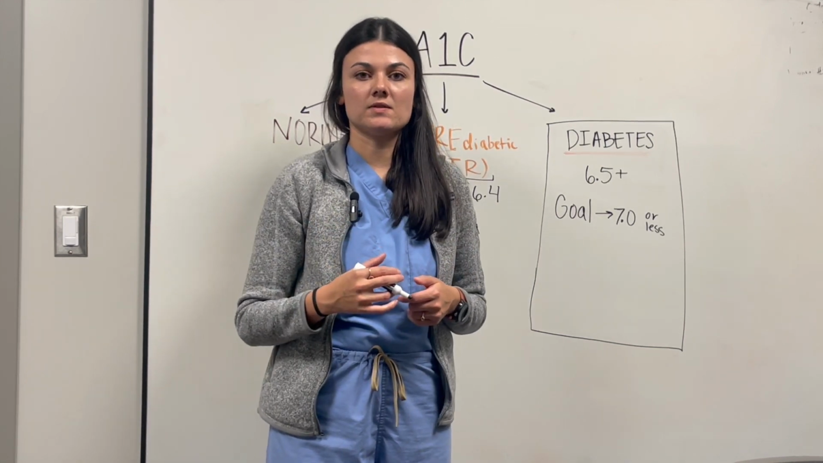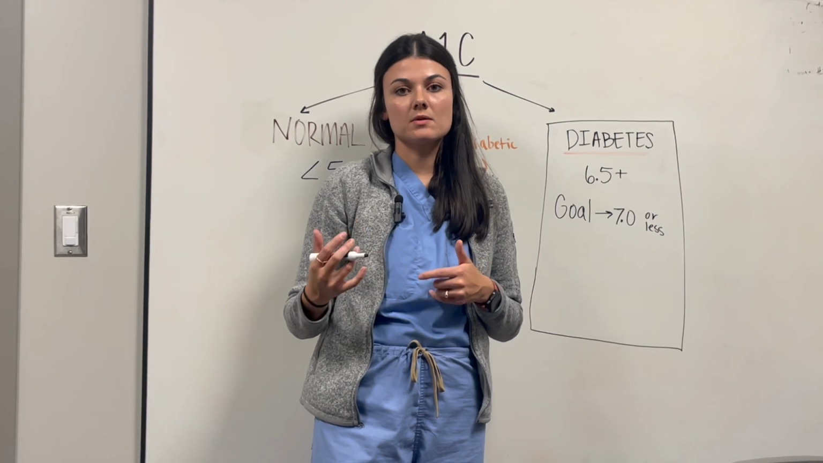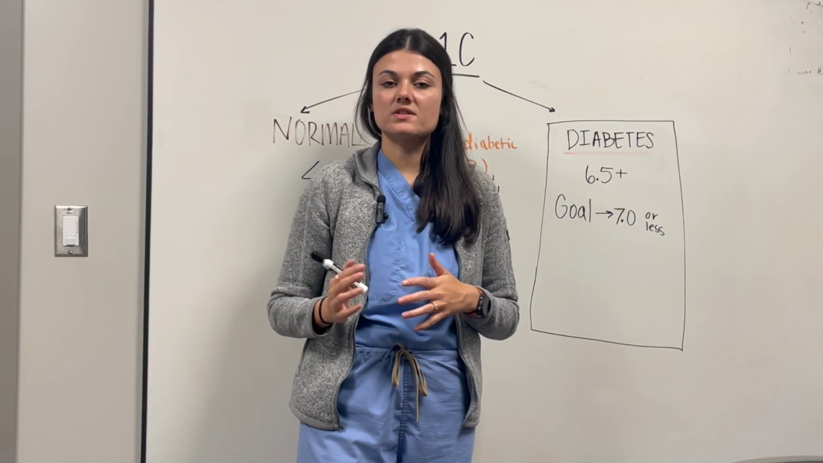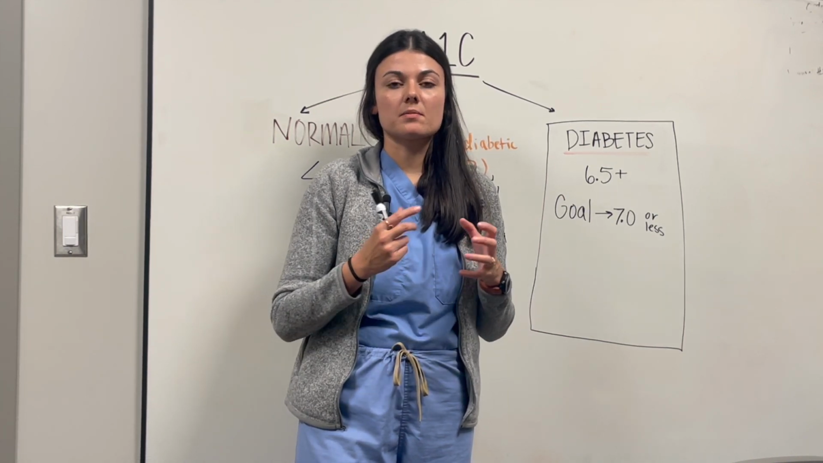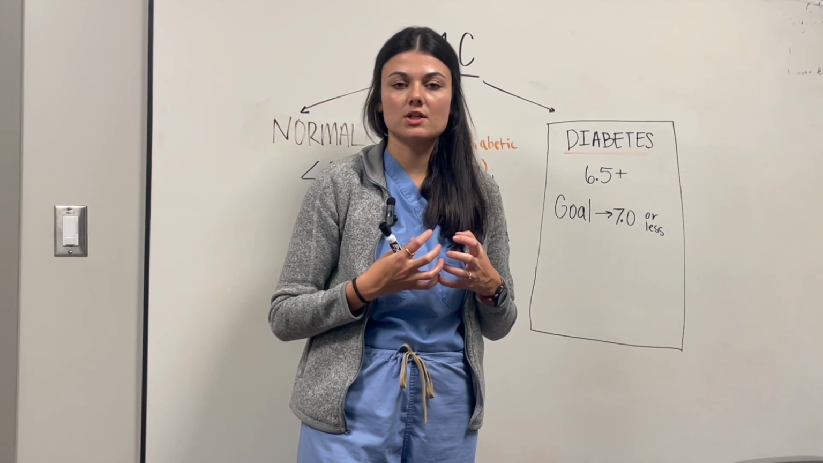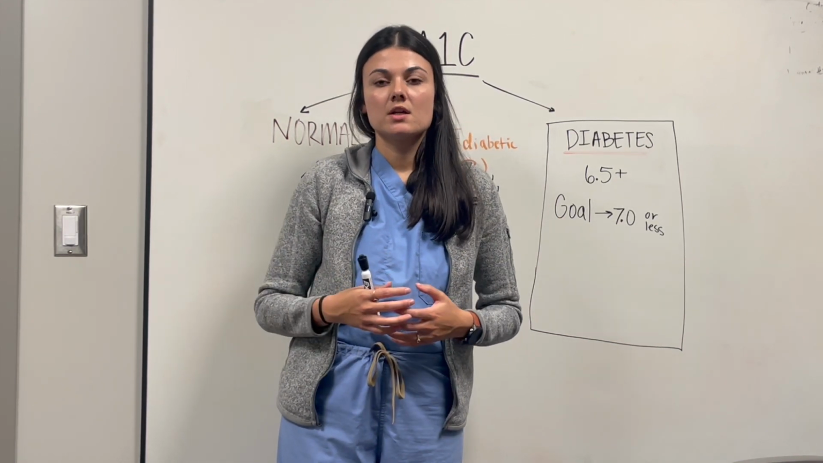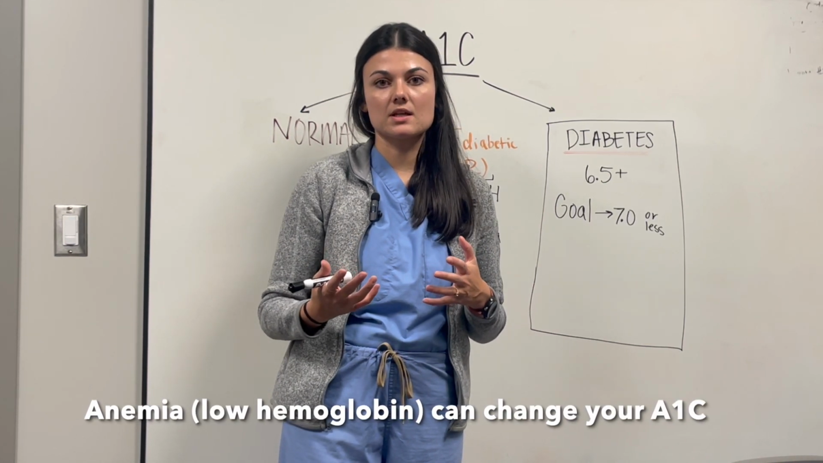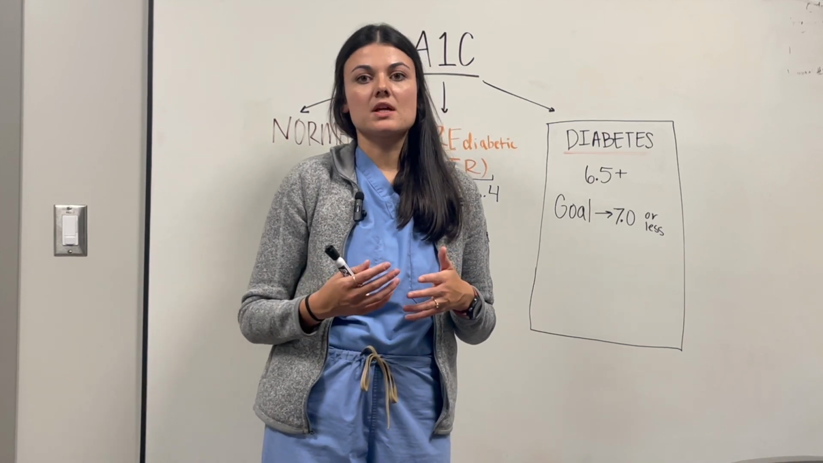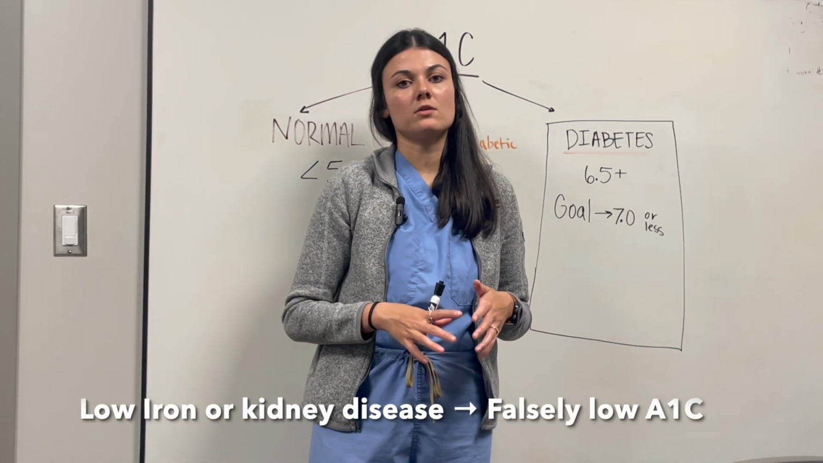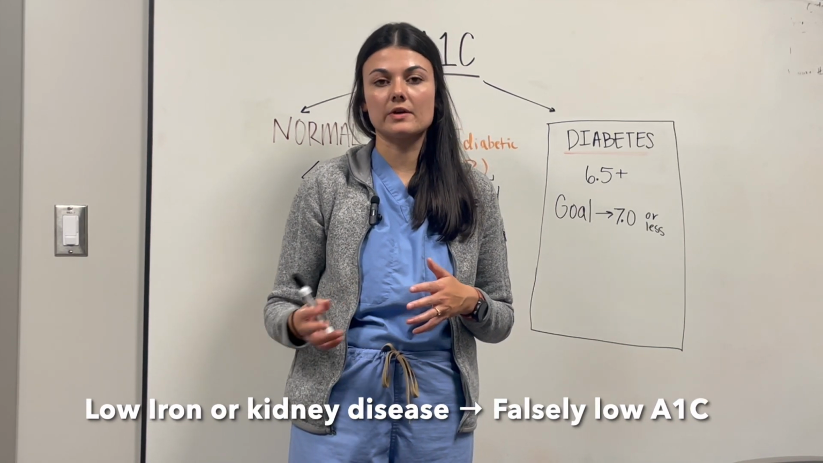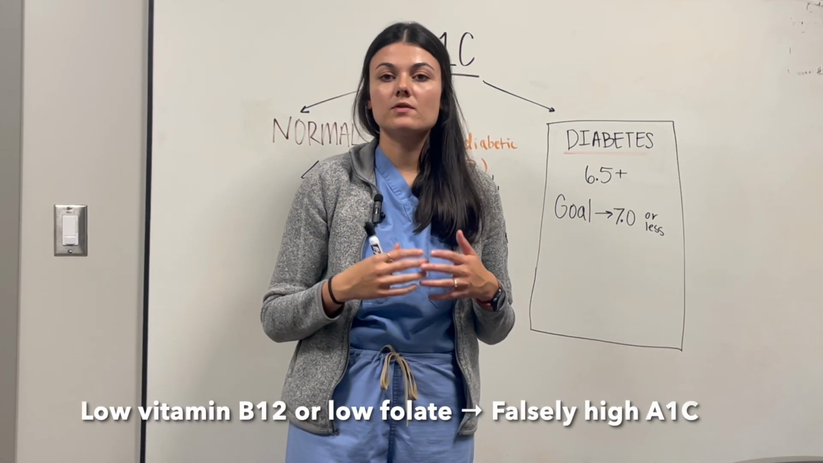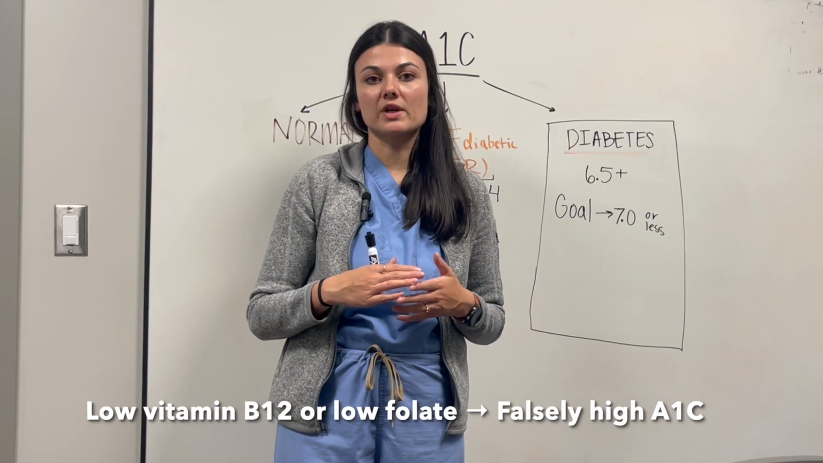As I mentioned in the beginning of this video, A1C is actually called hemoglobin A1C. Therefore, anything that changes hemoglobin can give you a false A1C number. Hemoglobin is the part of your blood cells that grabs onto oxygen and brings it to every part of your body. Anemia is the word for low hemoglobin, and this can change your A1C if you have this. Your A1C can be incorrectly low if you have low iron or chronic kidney disease that causes your low hemoglobin. On the other hand, your A1C can be incorrectly high if you have low vitamin B12 or low folic acid.